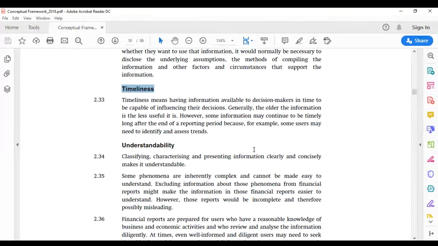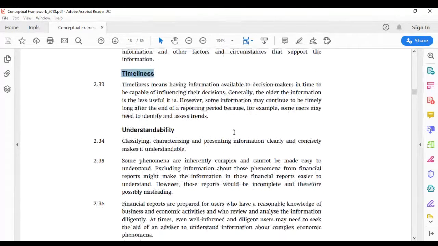So clearly for information to be useful to the users, it must be prepared as soon as possible after the financial year end. So the more recent the information, the more useful the information. 4 or 5 years ago's information is not even relevant anymore. So timeliness is an enhancing qualitative characteristic. It makes the usefulness of the information much better.